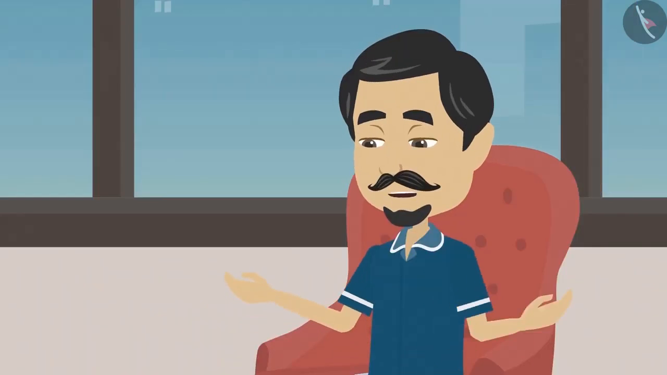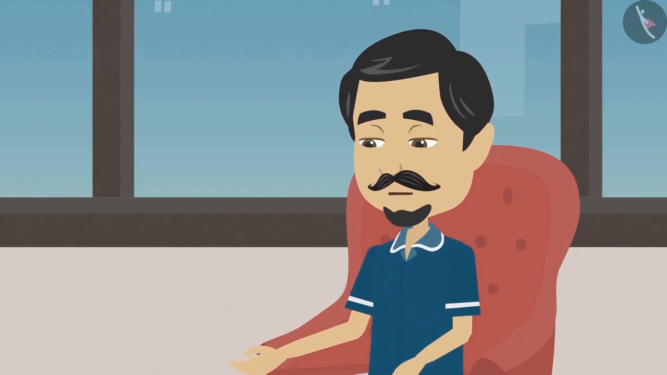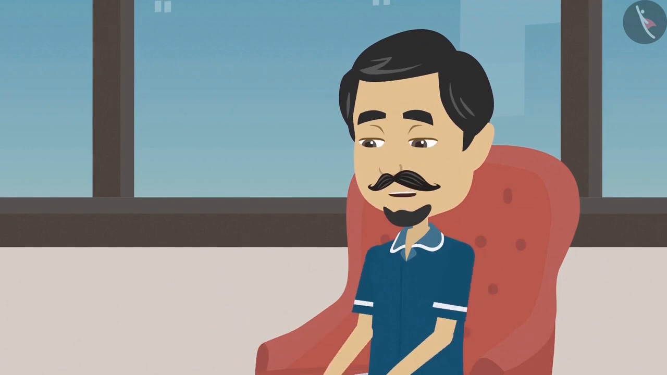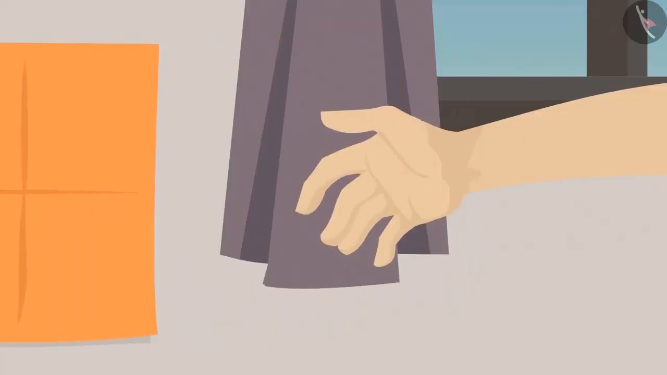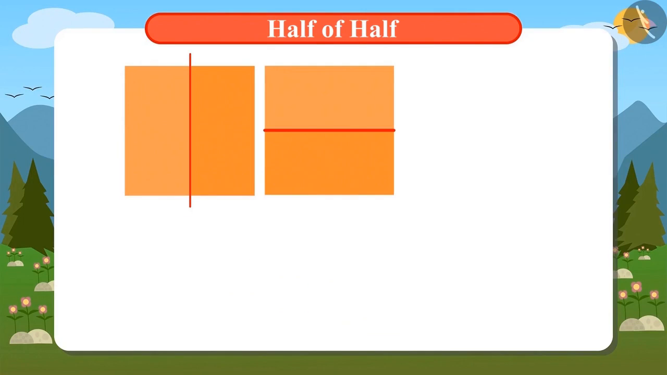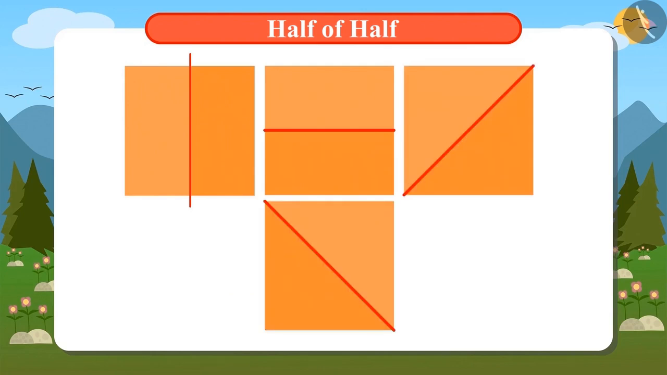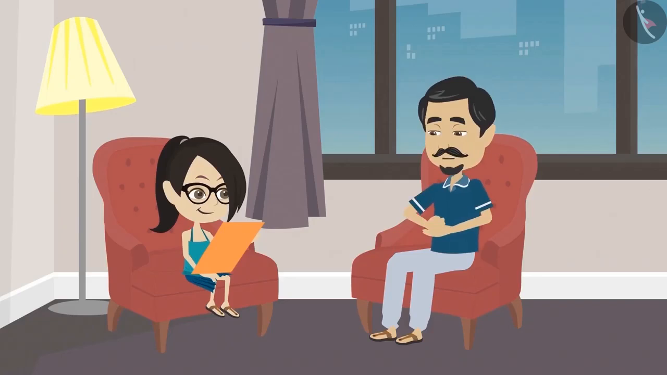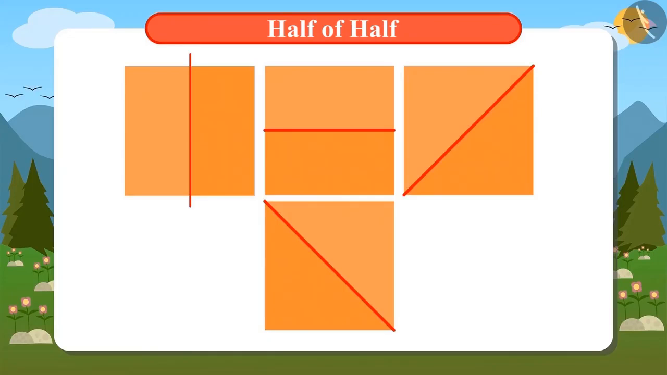First, you have to divide the field into 2 equal parts in different ways. And then we will further divide those halves into 2 equal parts. Okay. You have already divided it into half in one way. I can divide it into half in 3 different ways. Like this, and like this. Absolutely correct, Vandana.